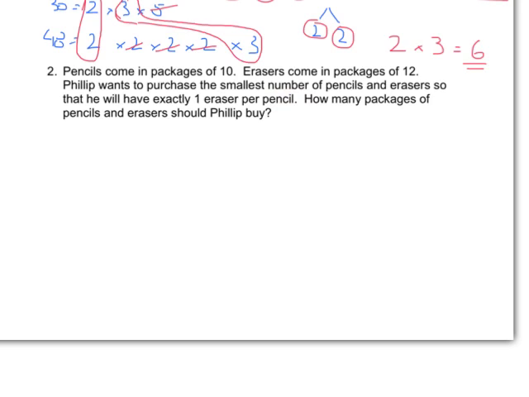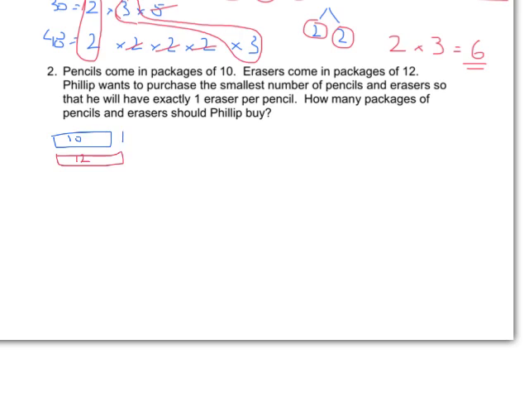So if we have 10 pencils, so there's one package of 10 pencils, and we have another package down here of 12 erasers. And Philip's goal is to have 1-to-1. So for every pencil he wants to have 1 eraser.